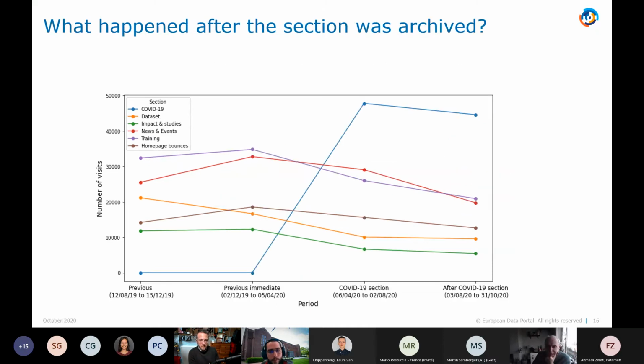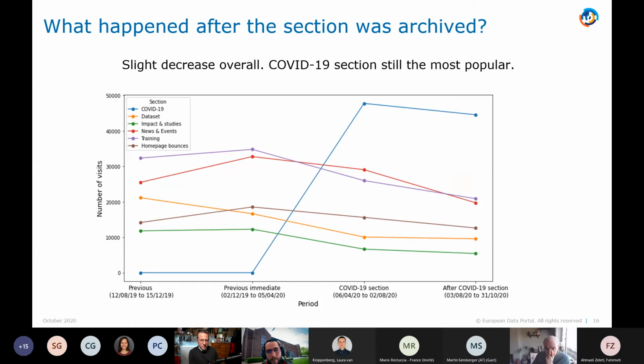And what happened after the section was archived? Well, this is exactly the same chart. From here to the left is the same chart as we saw before, and here we add the period after the COVID-19 section was archived. So we notice a slight decrease overall in all sections of the portal, but still the COVID-19 section is the most popular, even if it's now archived. People are still reaching it mostly through search engines. So search engines picked up the new location and people were still being redirected there whenever they found the EDP on their Google or Bing or Yahoo searches.